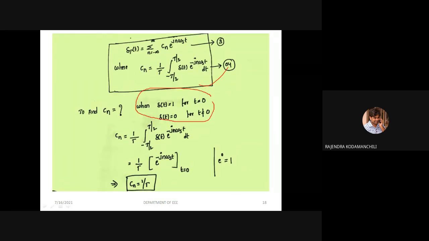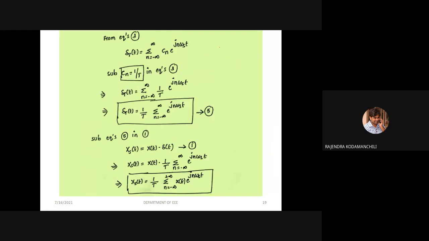When delta of t is equal to 1 for t equal to 0, the value becomes 1 by T. Okay, now we are substituting 1 by T here. We are getting delta of t. Now this delta of t is substituted into equation number 1 here.